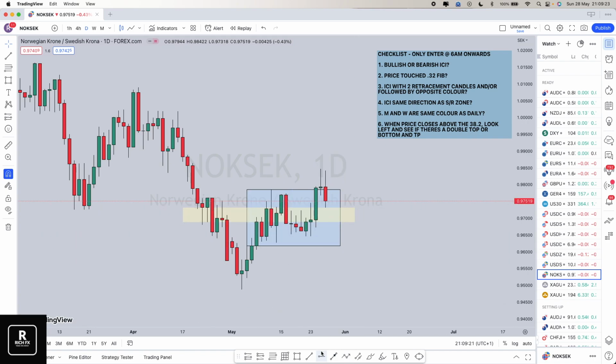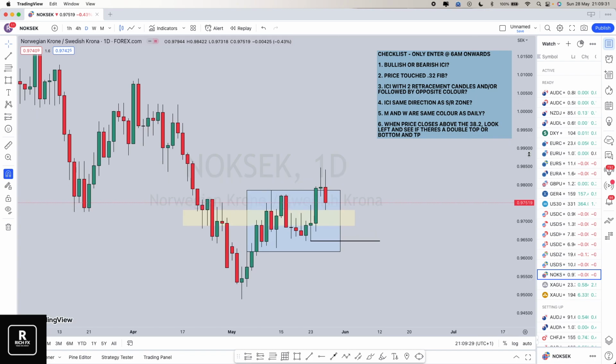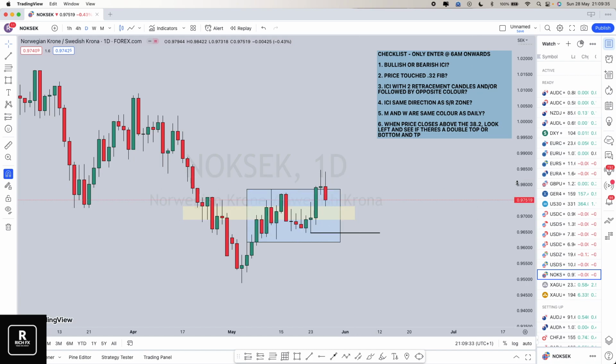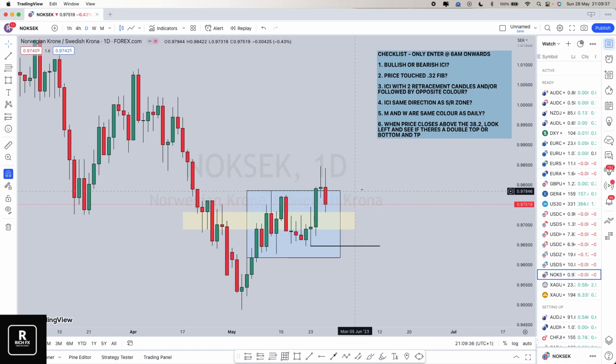As long as price doesn't break below this area here, then we're good. And I would probably still look for, well, you could. I personally wouldn't look for buys just because it hasn't actually given us a clean break above the consolidation candle. But I'll see how price plays out really.